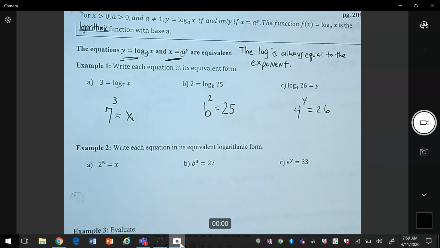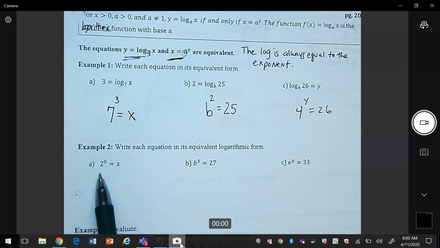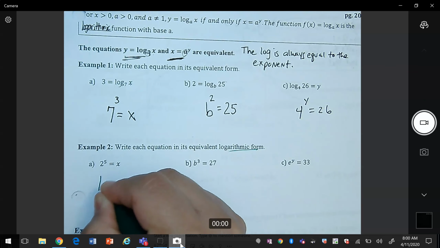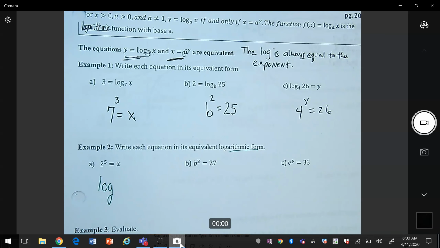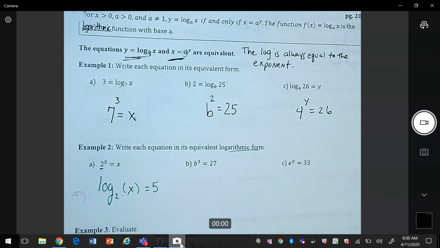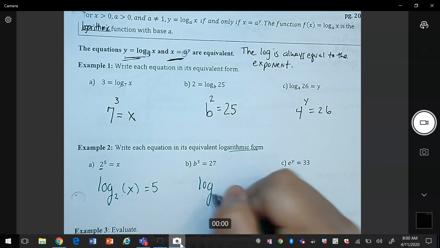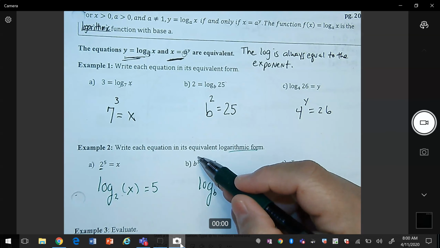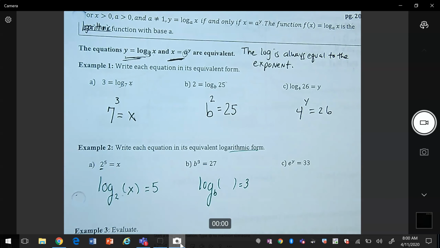If we look at example 2, these are written in exponential form. Now we want to write it in logarithmic form. So we're going to write the word log. And then the base is 2. And the log is always equal to the exponent. So 5 is your exponent. And then we have x. So here my base is b. The log is equal to the exponent, so 3 would be what it's equal to. And then we have 27.